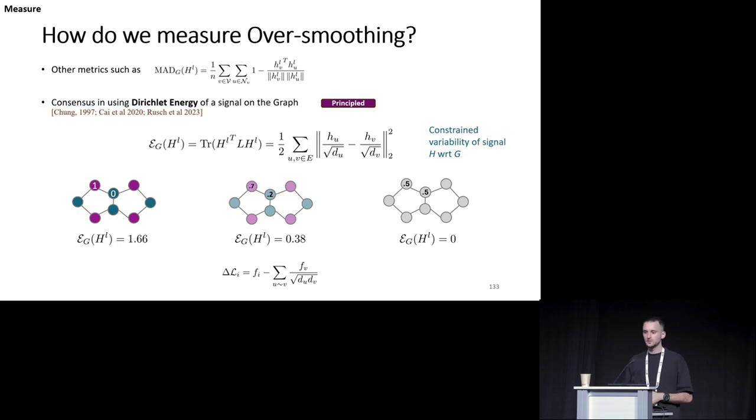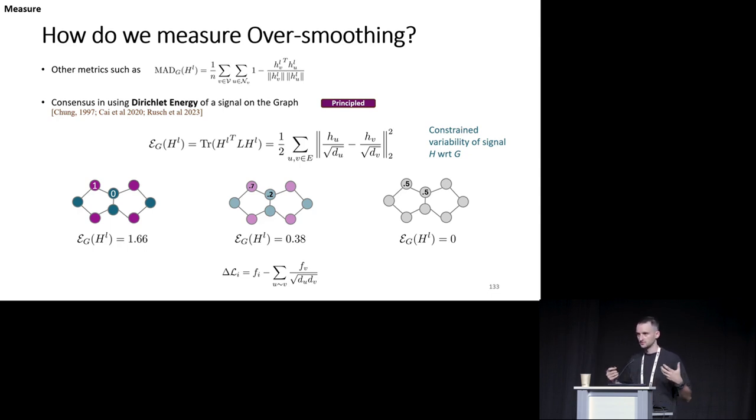And how do we measure oversmoothing? There are a lot of metrics, but there is some consensus on using the Dirichlet energy. The Dirichlet energy is literally, as we saw before, the numerator of the Rayleigh coefficient, the variability between the nodes in the graph. So if we have a signal, we measure the difference between me and my neighbors, and we sum up over all the nodes in the graph.